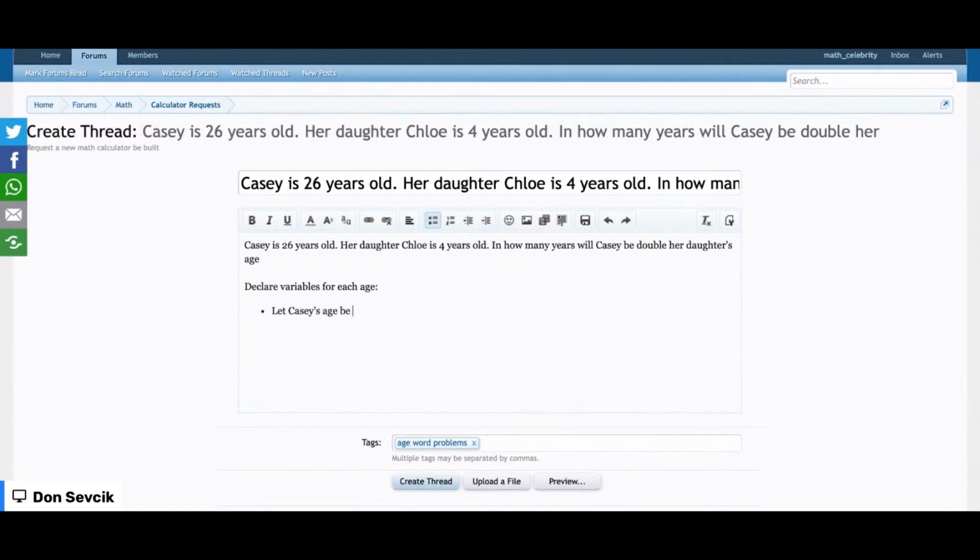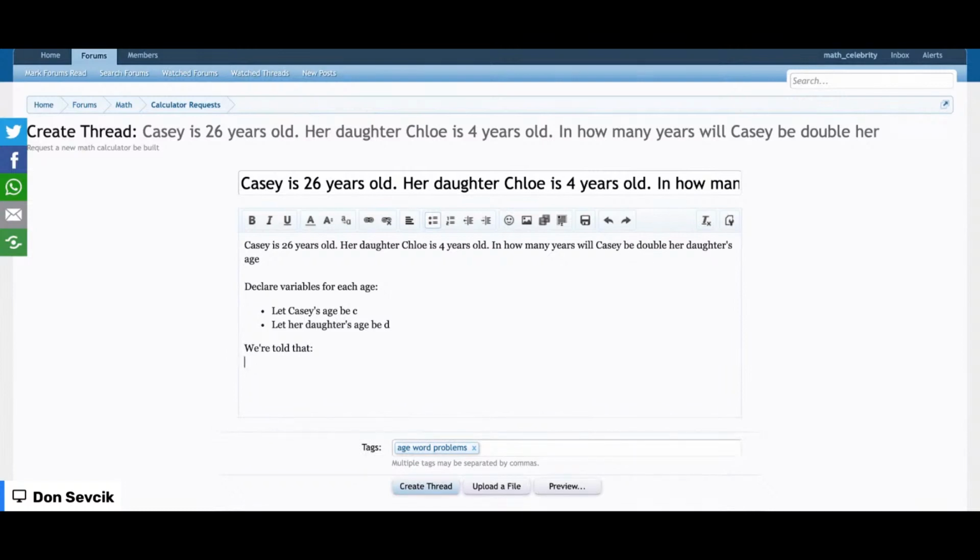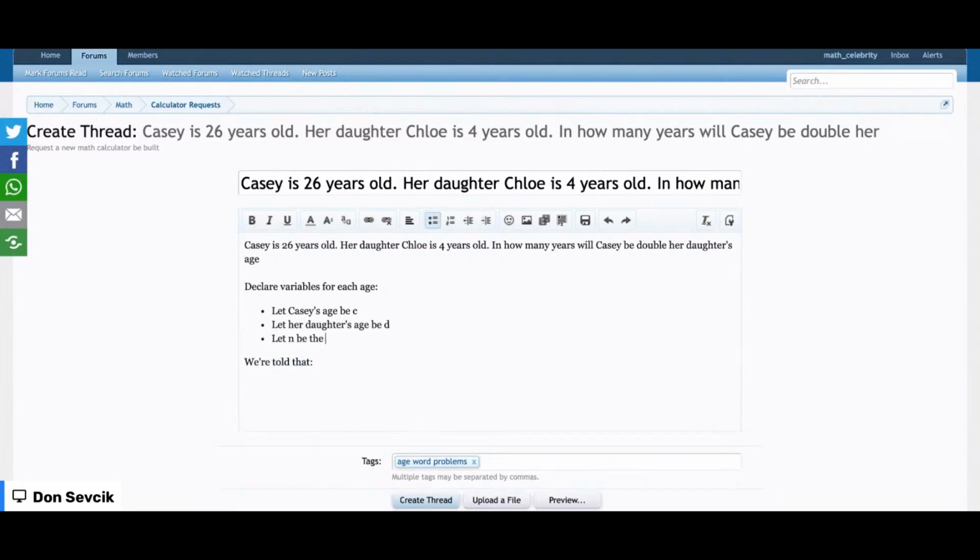Let Casey's age be C. Let daughter's age be D. We're told... Let N be the number of years from now where Casey will be double her daughter's age. So this time we got a third variable because we don't know how far in the future we want to find out. I'm going to call it N when Casey's will be double her daughter's age.